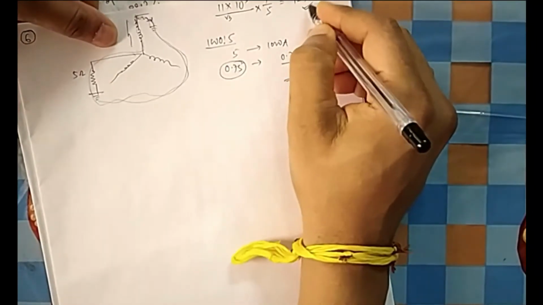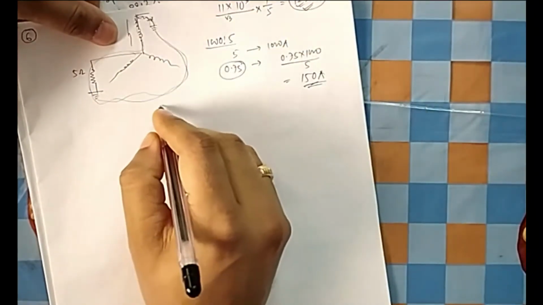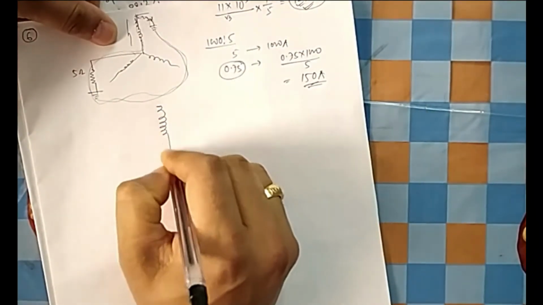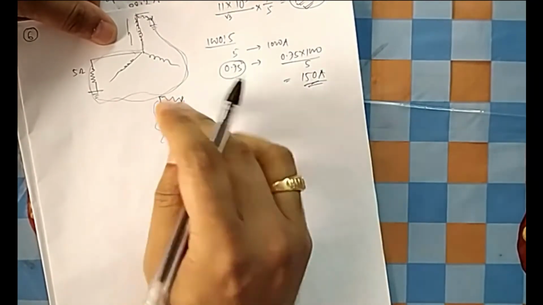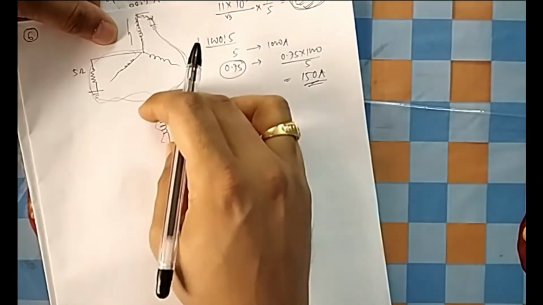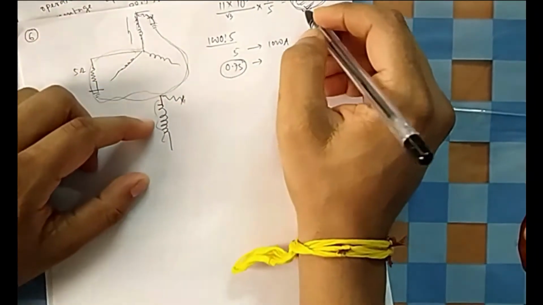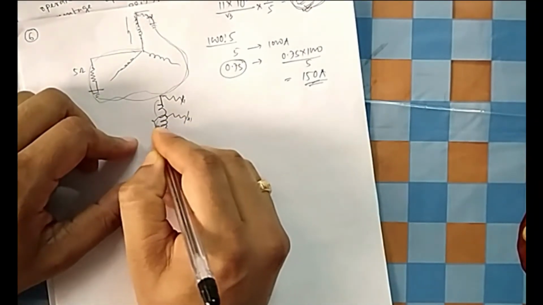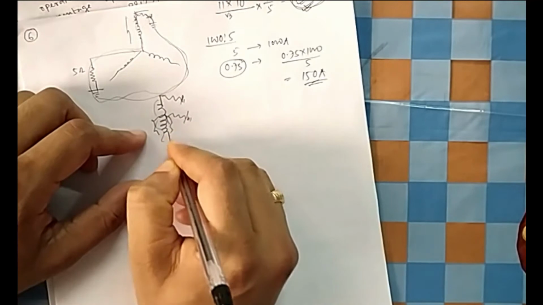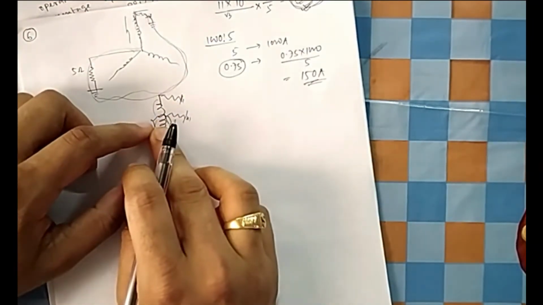So for the full 100% it is 1270 ampere if the winding is fully exposed. Suppose this side is grounded, so the entire winding is exposed to the fault, then the total current is 1270. Now suppose there is a fault here itself, so only up to this much is exposed. The voltage will not be 11 by root 3 kV; it will reduce proportionately.